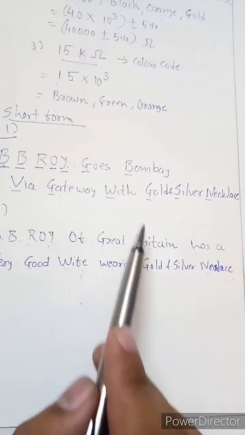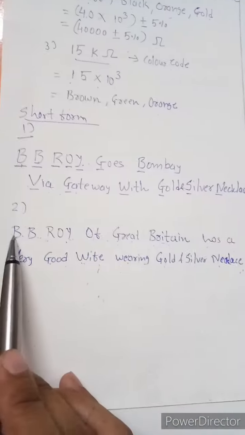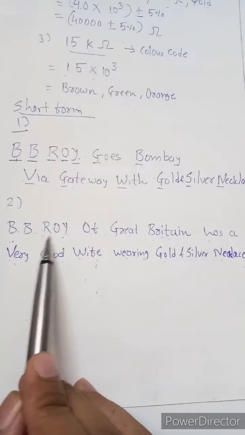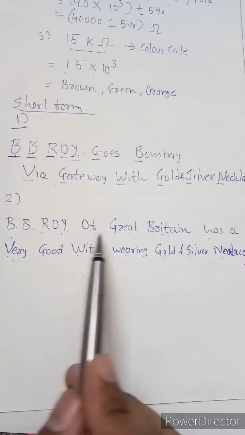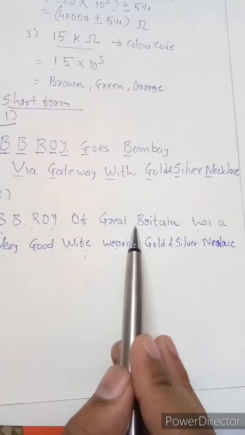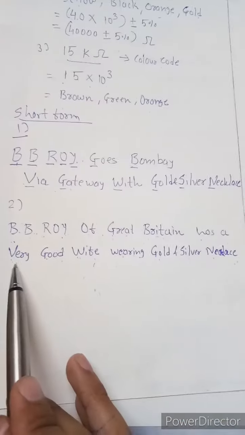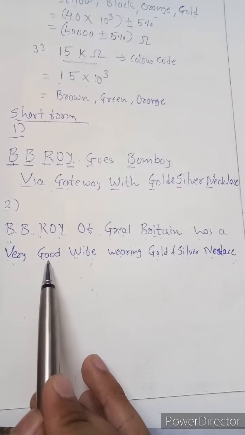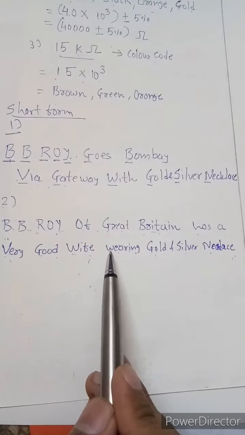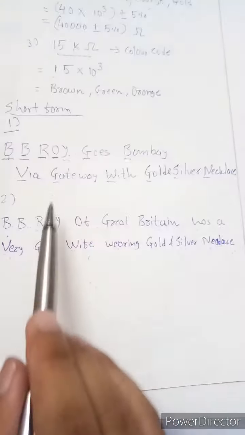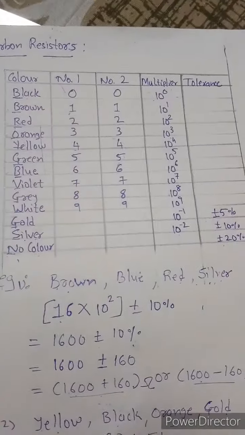So here the first letter B stands for black, second B stands for brown, R for red, O orange, Y yellow, G green, the next B stands for blue, V stands for violet, G gray, W white, and then gold, silver and no color. So by using these two short forms you can remember this table, and this table is for the color code of carbon resistors.